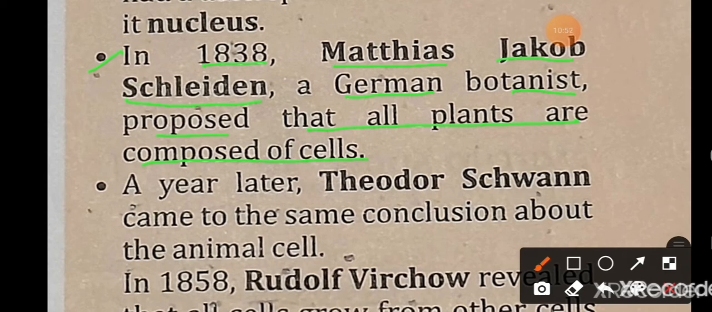The next point is, a year later, Theodor Schwann came to the same conclusion about animal cells. That means he proved that all animals are composed of small cells, like the plant cell.